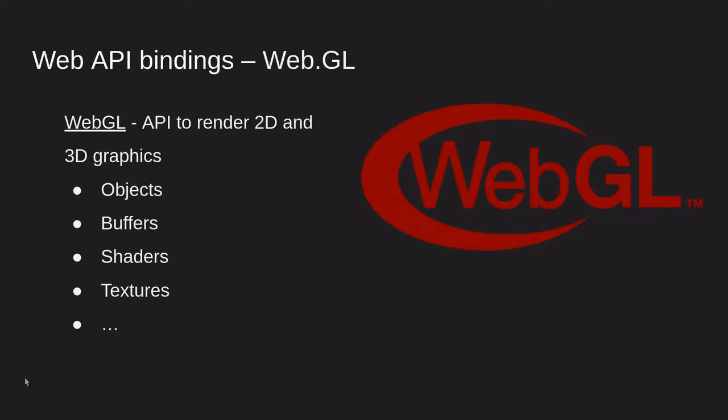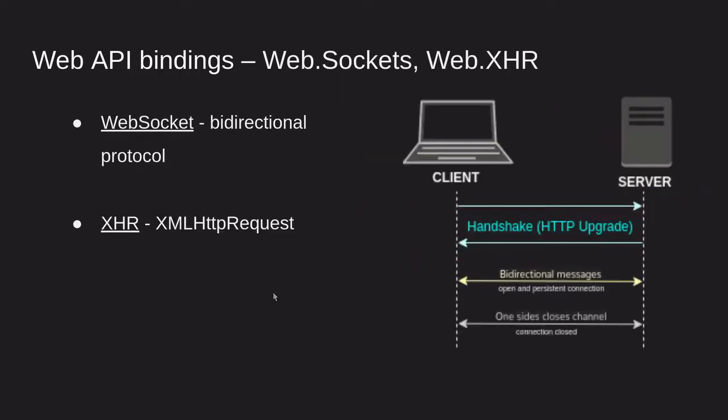Another interesting binding is WebGL. WebGL is an API to render two-dimensional and three-dimensional graphics. This API includes objects, buffers, shaders, textures, and so on. This standard is supported by most modern browsers and lets you develop very nice looking applications.